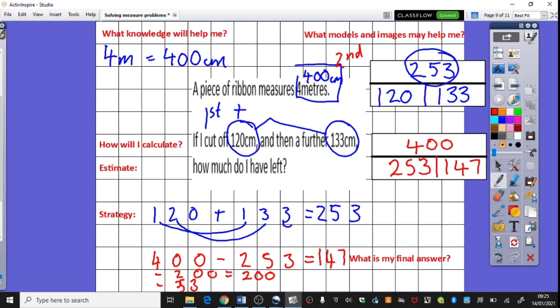So, 2 ways to solve these problems then. You can choose which way, if you move on to these second step problems, which way works best for you. I must put my answer in there of 147 centimetres. And we look forward to seeing your work today.